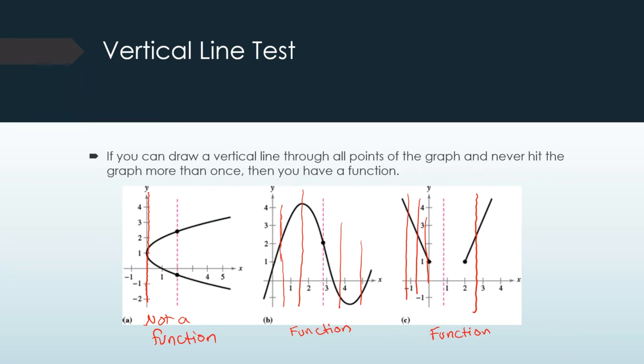So that's the vertical line test to determine whether something is a function or not. You just look at whether there is any spot where, if I draw my line, I hit the graph more than once. If so, it's not a function. Otherwise, it's a function.